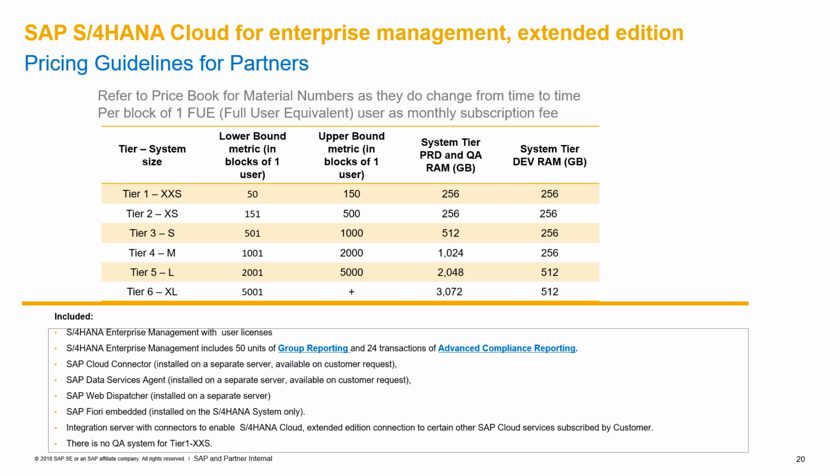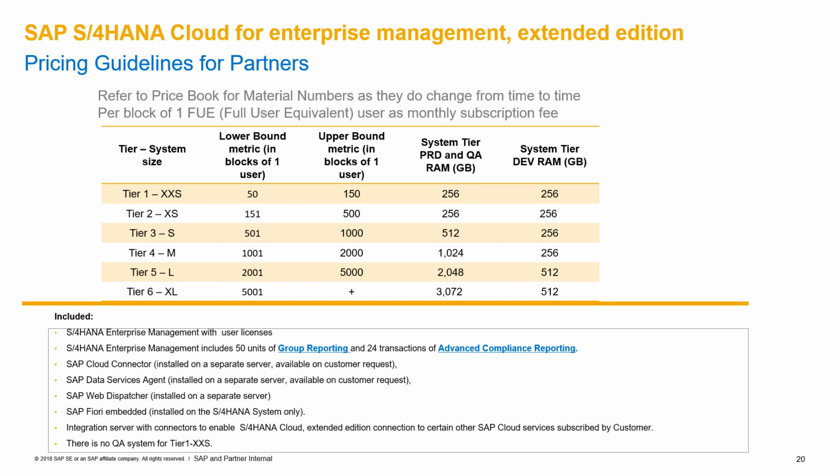Note that for tier 1 or the extra small tier, there's no QA provided. So it's a two-tier environment with prod and dev. The rest all include prod, QA, and dev environments. Next, let's take a look at what's included with enterprise management.